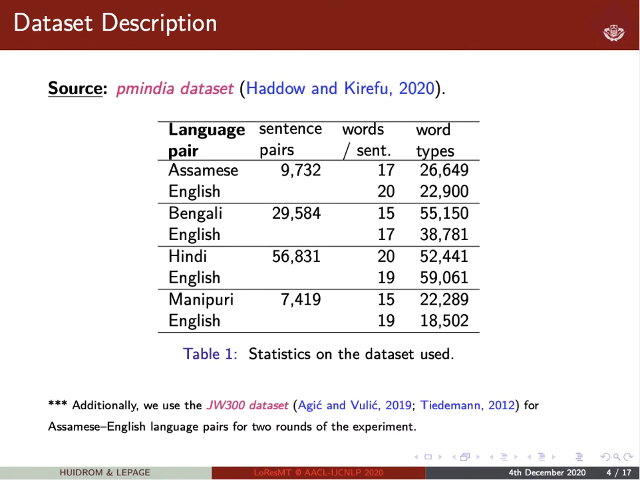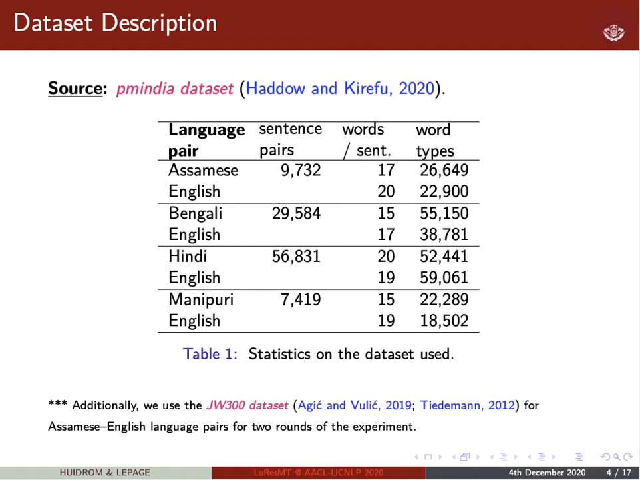The dataset that we are using is the PM India dataset. There are 13 language pairs in this dataset, but we are considering only 4 language pairs for our experiment, which are Assamese-English, Bengali-English, Hindi-English, and Manipuri-English. As you can see from the statistics of the dataset used, Hindi-English has the most sentence pairs, Bengali-English has half of Hindi-English's sentence pairs, and Manipuri-English has the least.